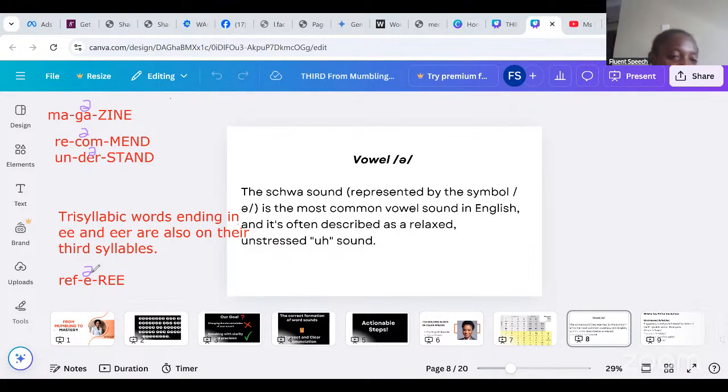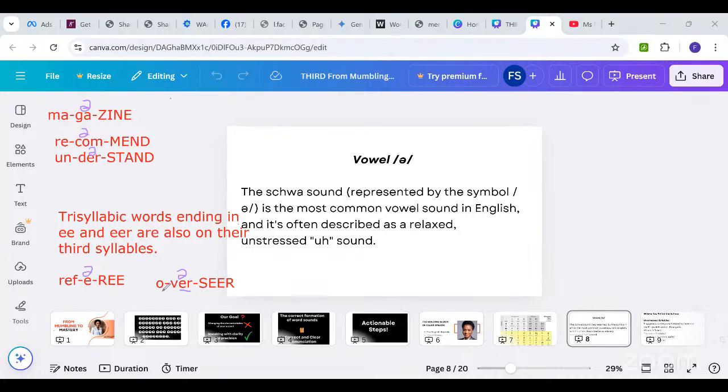Referee. We can also have the word overseer. So the E and R here makes the schwa sound. Referee. Overseer. We can have guarantee, addressee, and so many other words.